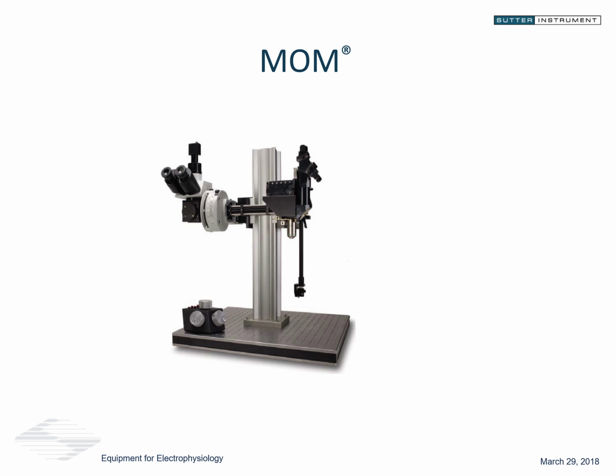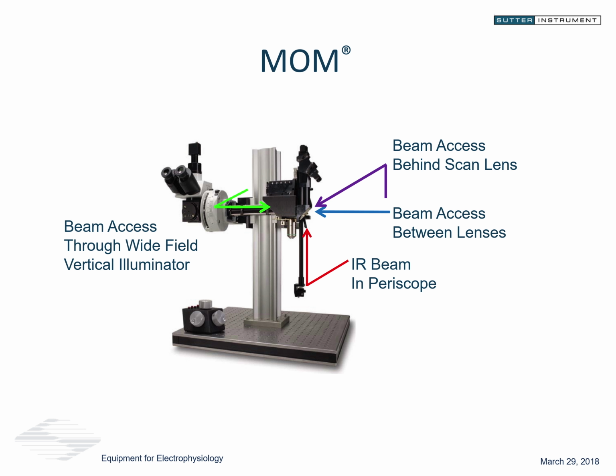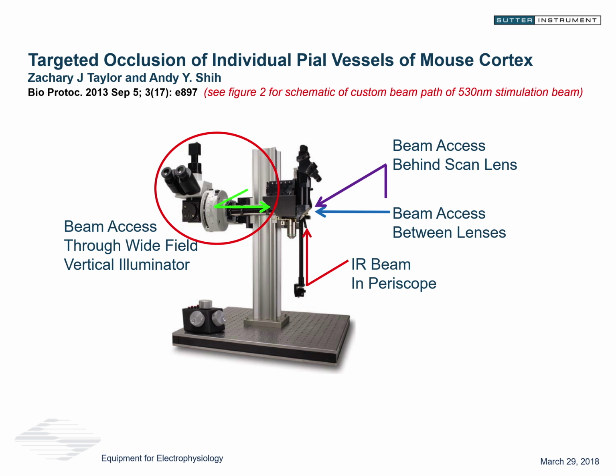So I mentioned some of the open platform flexibility of the beam path, but additionally, there are multiple places to bring in beams for this microscope, which can be used for all kinds of creative experiments. I showed you the beam access between the scan lens and the tube lens, where you could input a polarizing beam combining cube. But you also have beam access to bring an additional beam in behind the scan lens, and then additionally through the wide field vertical illuminator. And these beam paths are used all the time by our customers for very creative and unique applications. And one example is from Andy Shih, utilizing the beam path through the wide field side to approach the sample.